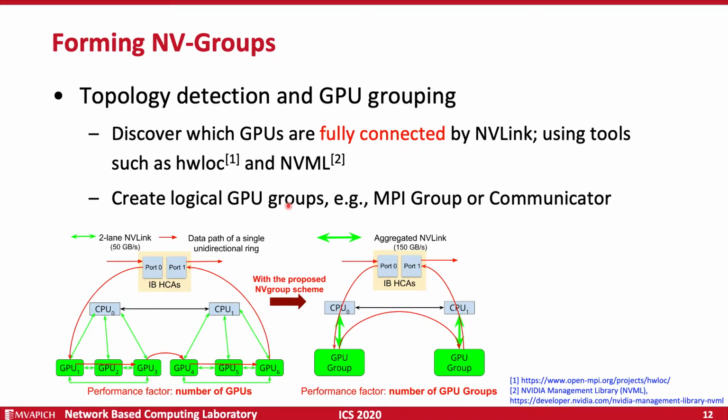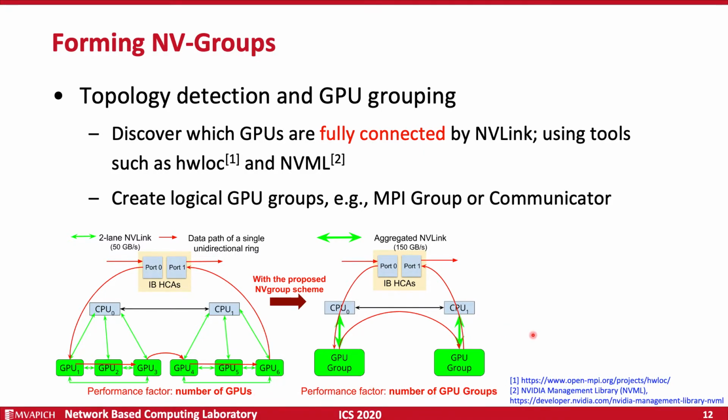Then we can group them and create logical GPU groups using semantics like an MPI group or communicator or anything you like. Once you have these groups, if you're using a ring algorithm, for example, you can reduce the dominant performance factor from the number of GPUs to the number of GPU groups.